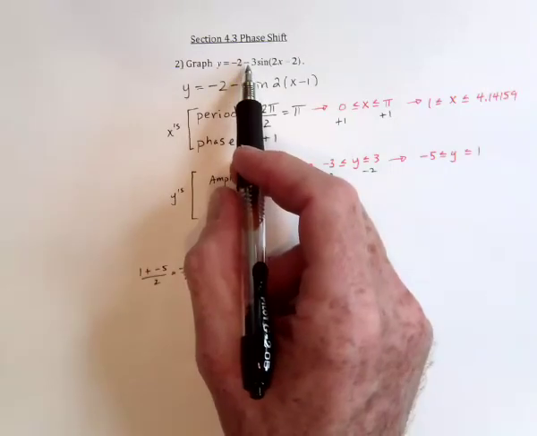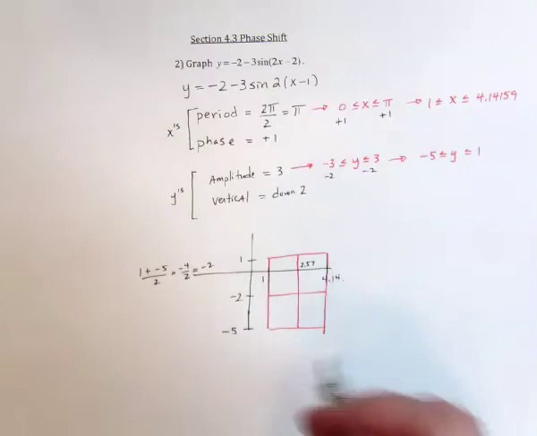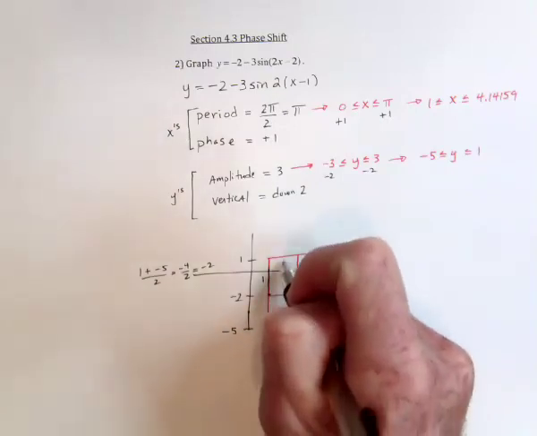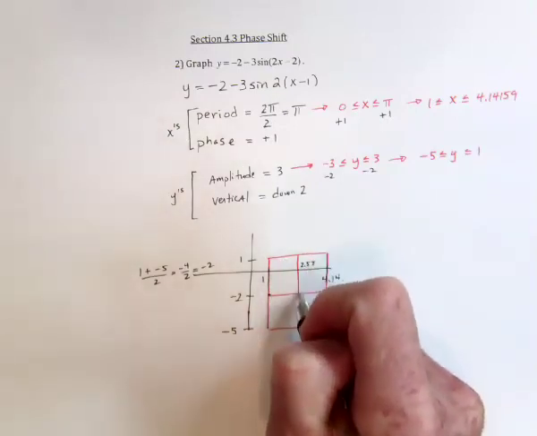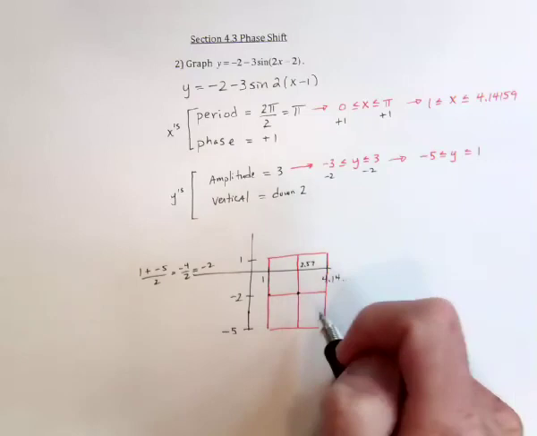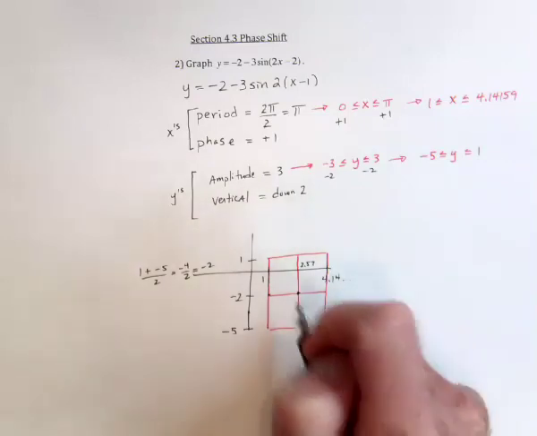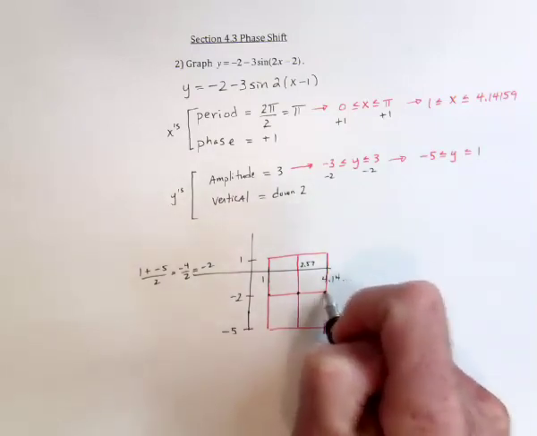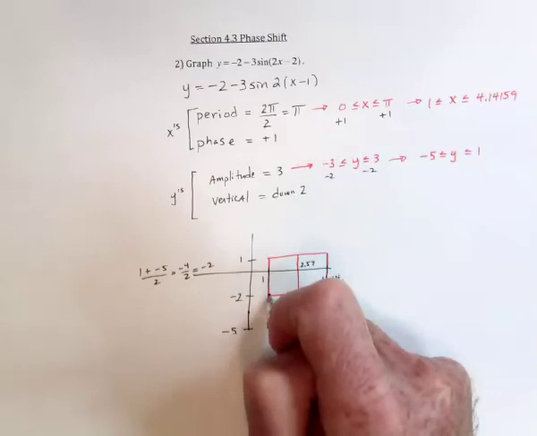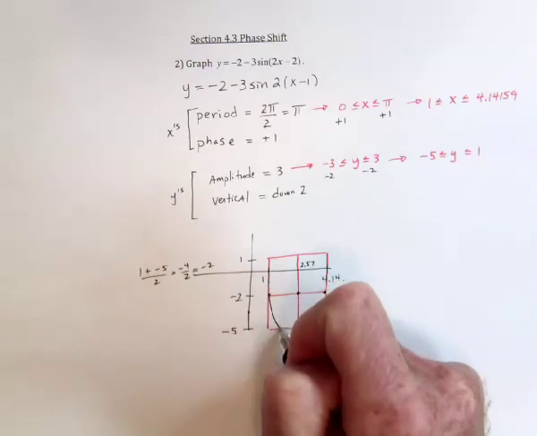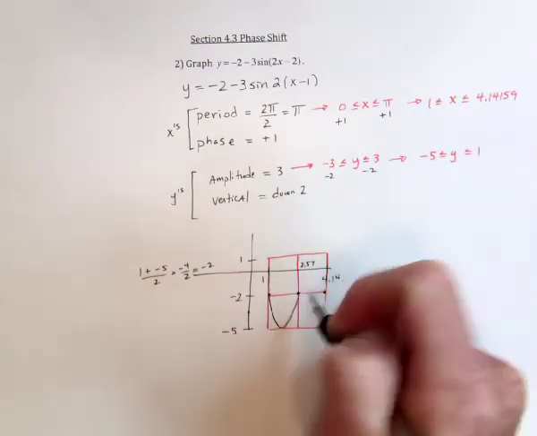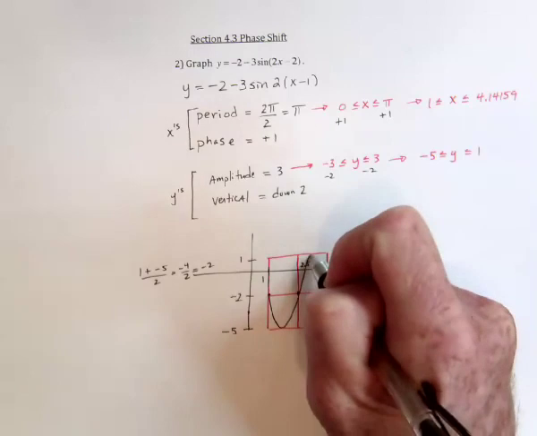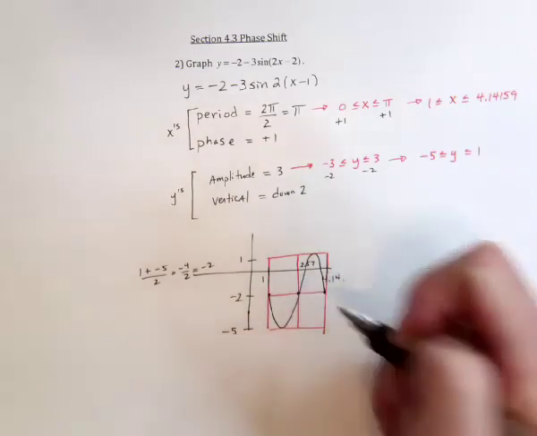And this graph is inverted because of this negative. So sine would usually start in the middle and then go up. By the middle, it would be right in the center of the rectangle. They would go down and then come back up. So this is going to do the opposite. It's going to go down first and then reach the middle. Then it'll go up and come back to center.